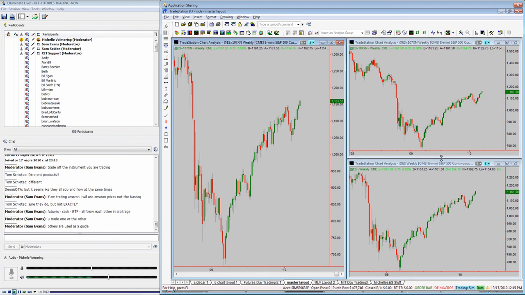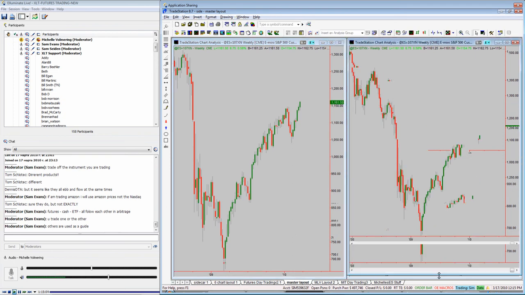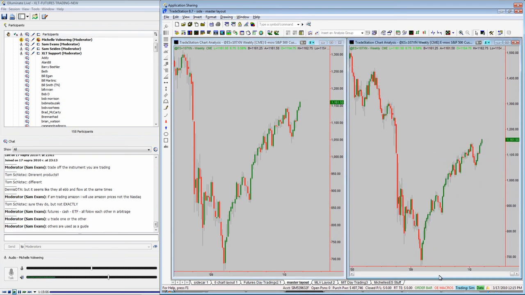I'm going to extend them down a little bit further so that you can see them with their prices. And at the exact same time frames, I'm going to be going back and looking at the differences and the reason why we use them.